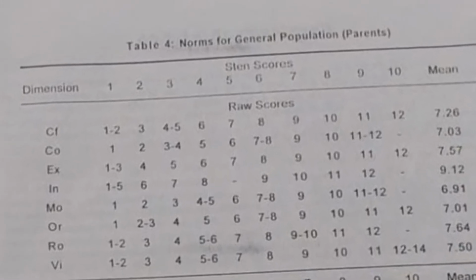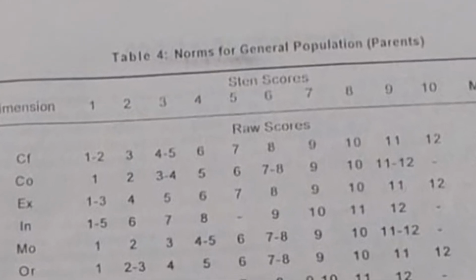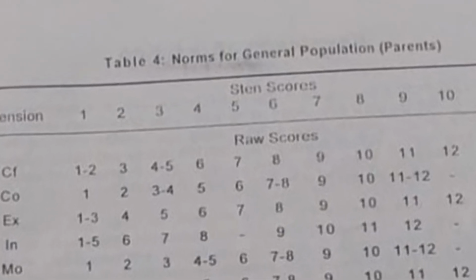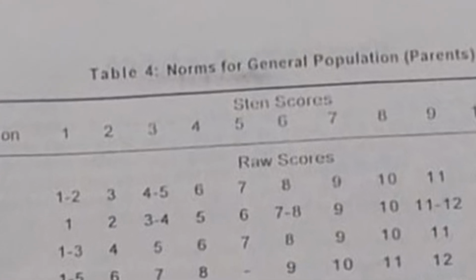Norm table, table number 4 for parents. It's on page number 12. Can you reach page number 12, everybody? And can you see the norms for general population, parents? Yes, ma'am.